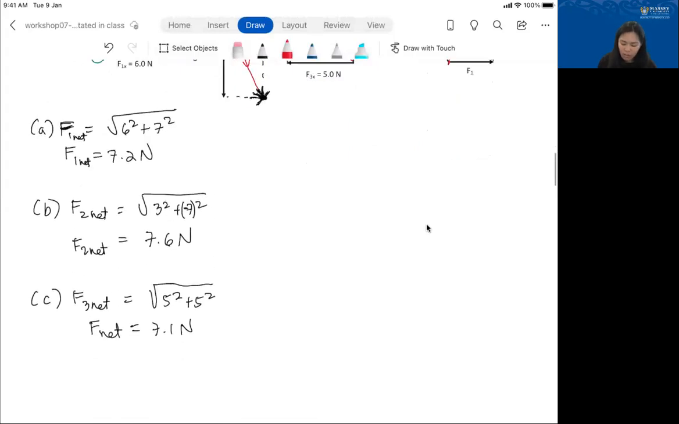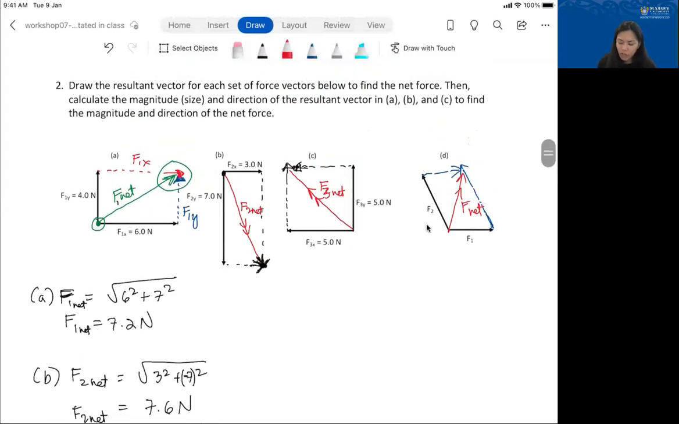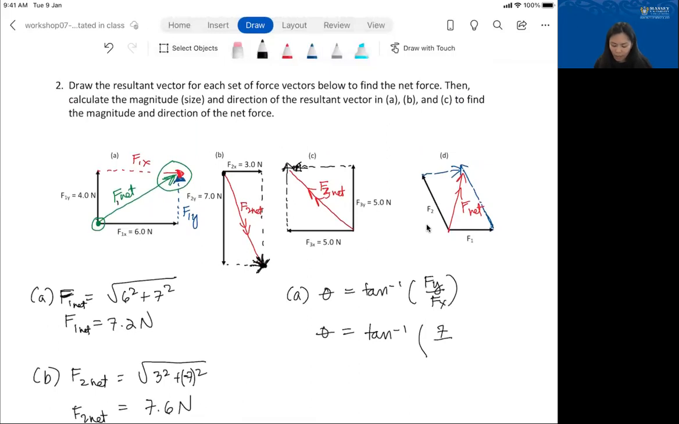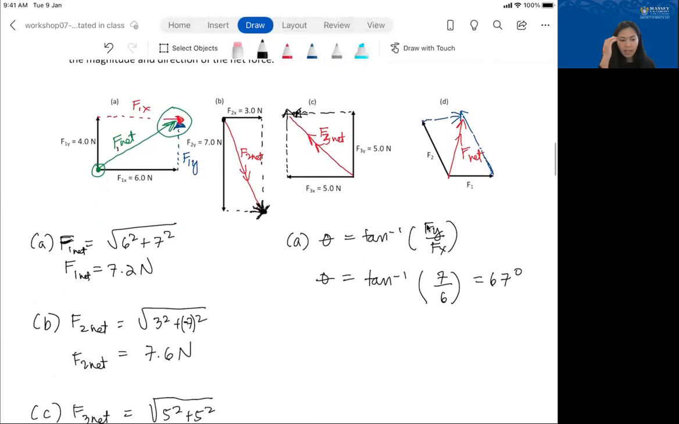Right, for the angles, for the direction, okay, angles for part A. The angle is equal to arctangent of the y component divided by the x component. So for part A, that's arctangent of 7 divided by 6. That's 67 degrees. Your F1 is in the first quadrant, so notice how F1 is in the first quadrant. So you keep the angle as it is.